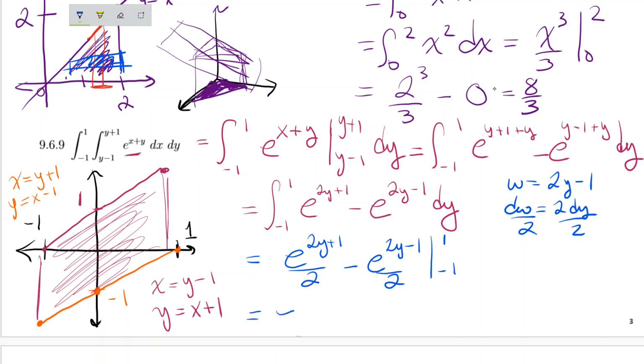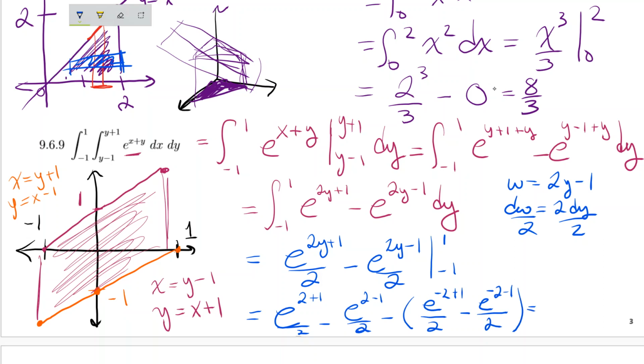Okay, putting in 1. So putting in +1, I'll get e to the 2 plus 1 over 2 minus e to the 2 minus 1 over 2 minus, here's, I gotta be careful, e over 2, and I gotta put in minus 1, so minus 2 plus 1 minus e to the minus 2 minus 1 over 2. Yikes, I should have just took the over 2 out. Ugh. Okay.